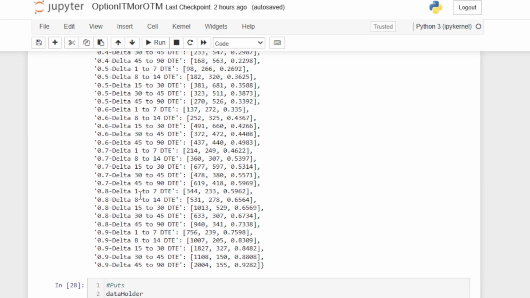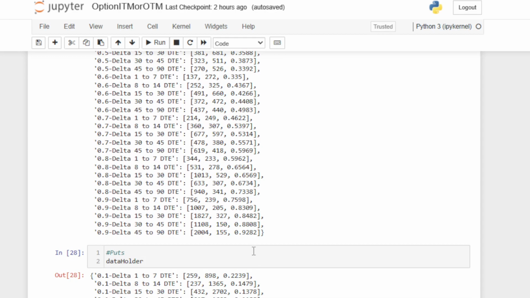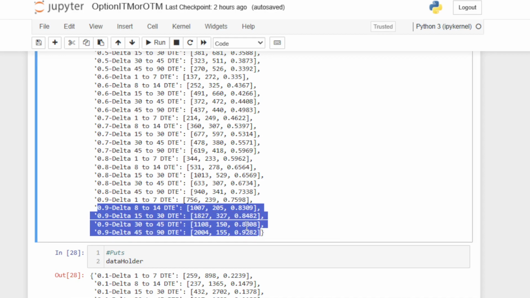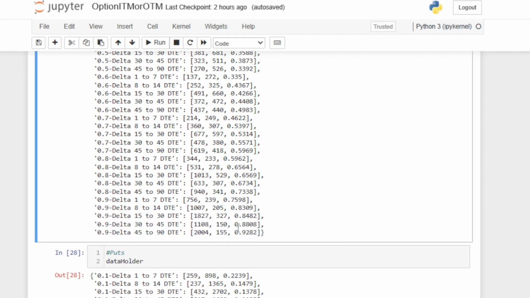Keep scrolling down and we can look at all these and we'll see, yeah, that's not really tracking. Okay, down to the 0.9s, that looks to be fairly close, right? 88%, 84%, 92%. Okay, so that looks good. Some of these 0.8 deltas, yeah, 75, that's pretty close.